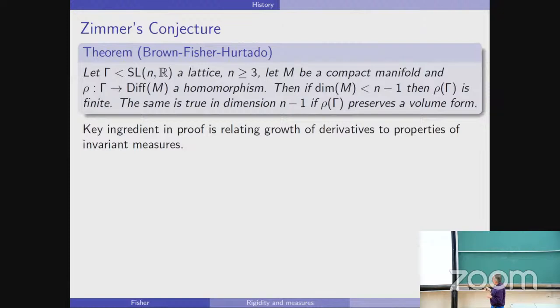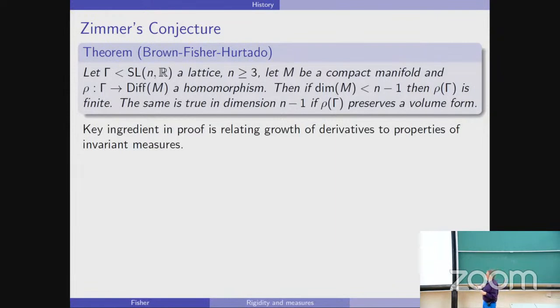And then you let M be a compact manifold, and you take a homomorphism from gamma to diffeomorphisms of M. So this is a gamma action on some compact manifold M, and what the theorem says is that if the dimension of M is less than n minus 1, then the image of this homomorphism is finite. There are no interesting actions in low dimensions. The same thing is true one dimension higher if your action preserves a volume form, but we won't worry about that too much today.